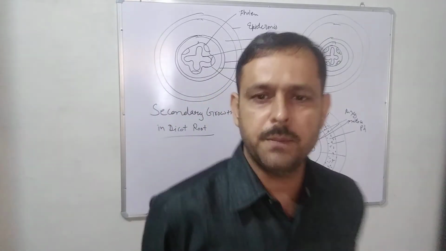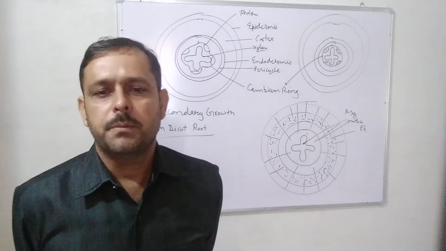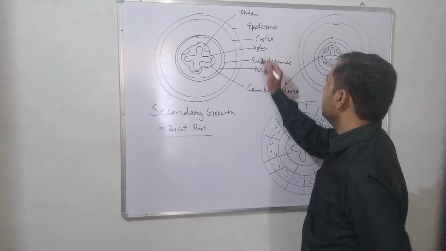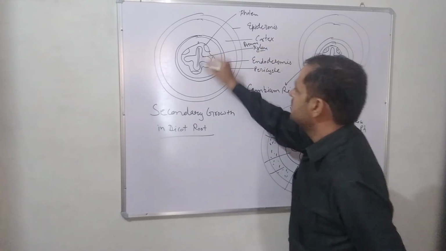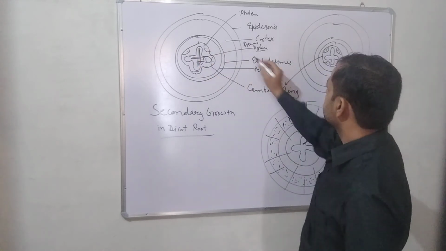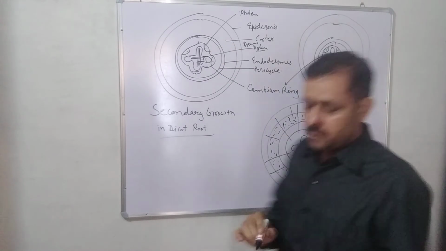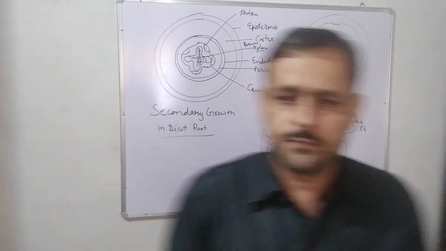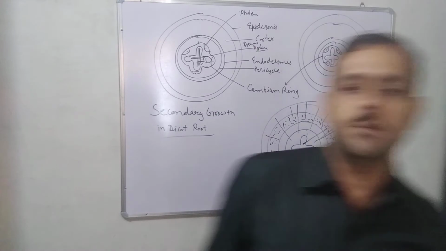First of all, it begins in the stele region by the activity of procambium present in between the primary xylem and primary phloem. So this is primary xylem, and this is primary phloem. And between them is the cambium which is present between the primary xylem and primary phloem, that is called procambium, and the secondary growth starts from procambium.